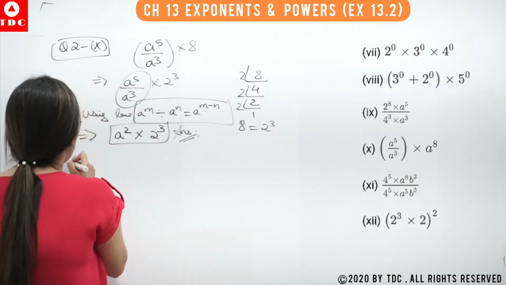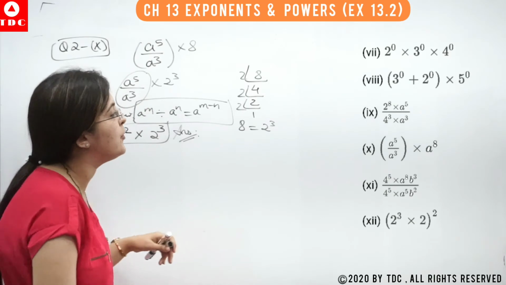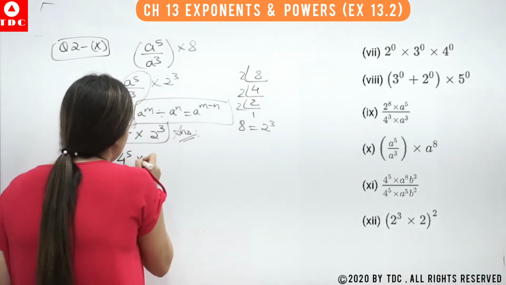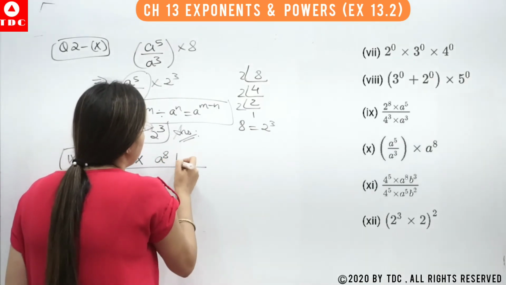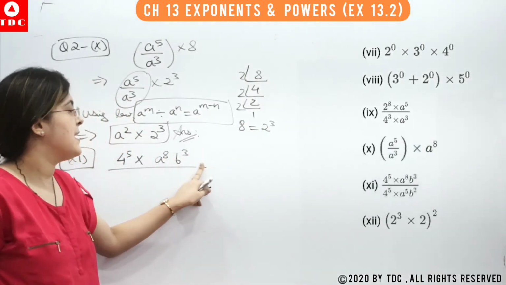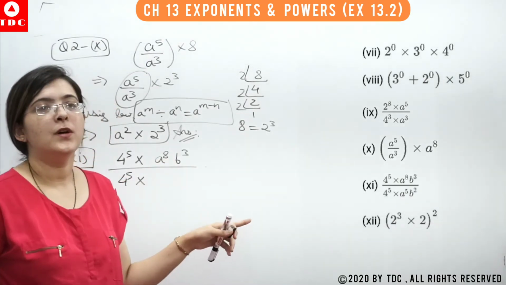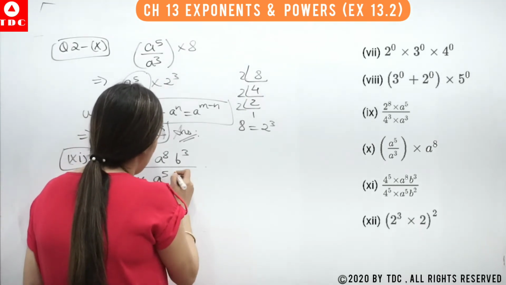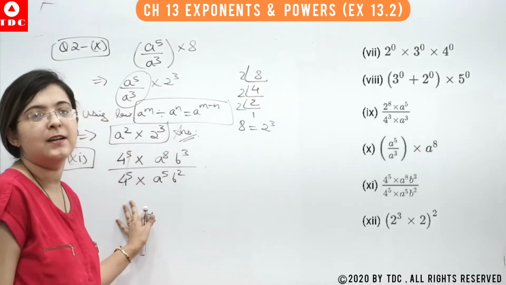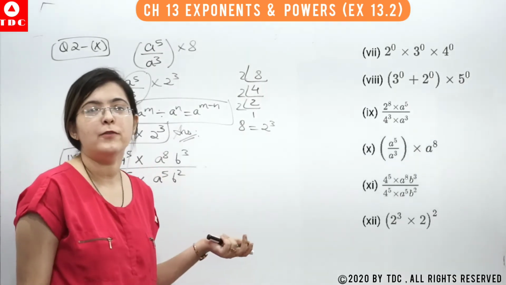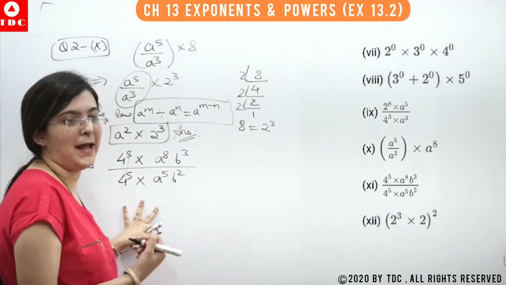Okay, now see the 11th part. What is the 11th part given as? 4 to the power 5 into, what is in the numerator? a to the power 8, b to the power 3. This is there in the numerator. Then 4 to the power 5 into a to the power 5 and b to the power 2. Now see students, this can be directly cancelled, or 5 minus 5, 0. 4 to the power 0 is ultimately 1.